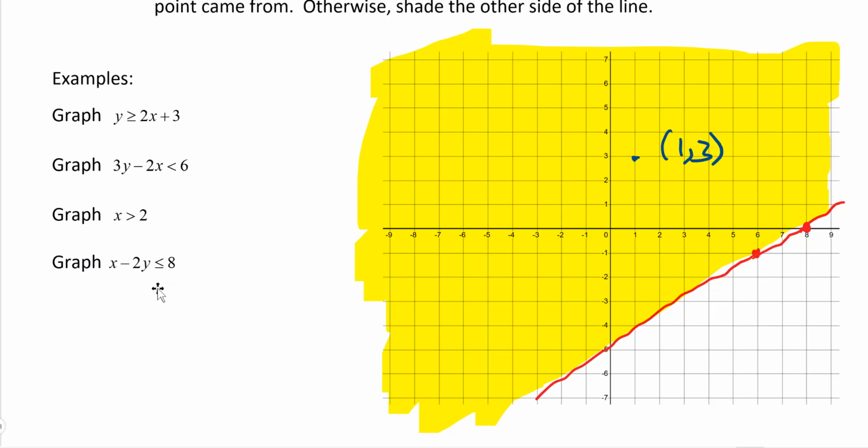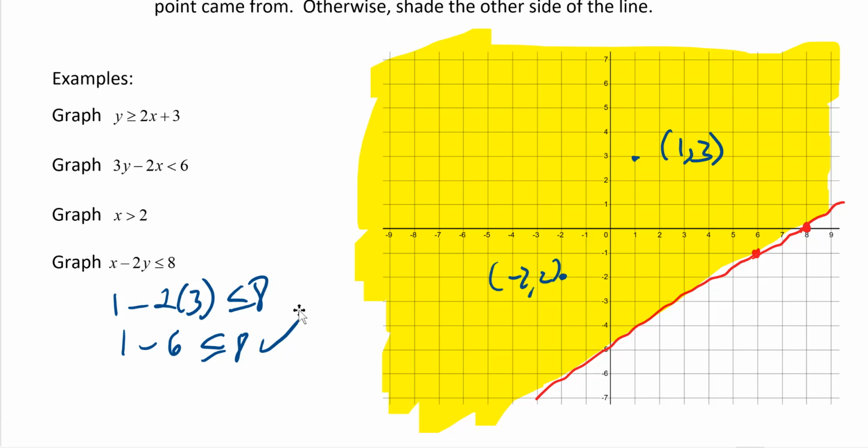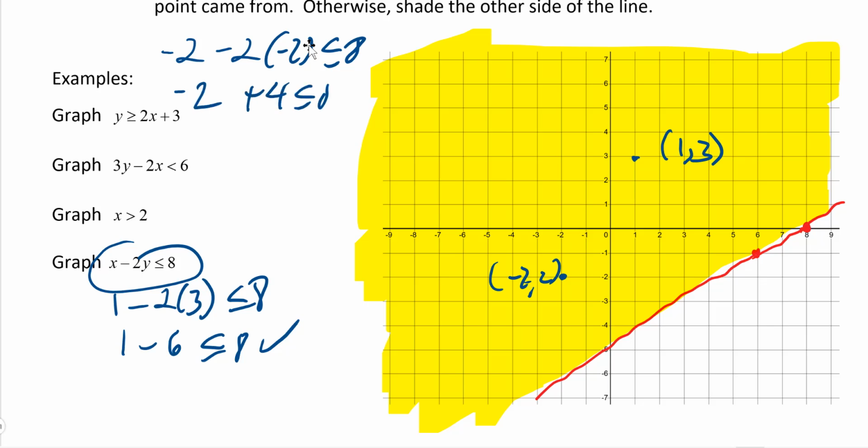Well, let's see. If I plug 1 in for x and 3 in for y, I get 1 minus 6 is less than or equal to 8, and that's true. Let's pick another random point from that section. How about the point -2, -2? Every single point in the yellow area is supposed to work. If I plug in -2, -2, I get -2 minus 2 times -2 is less than or equal to 8. And that's -2 plus 4 is less than or equal to 8, and that gives me 2 is less than or equal to 8, and that's true. No matter what point I pick in this yellow area, it is absolutely going to work.